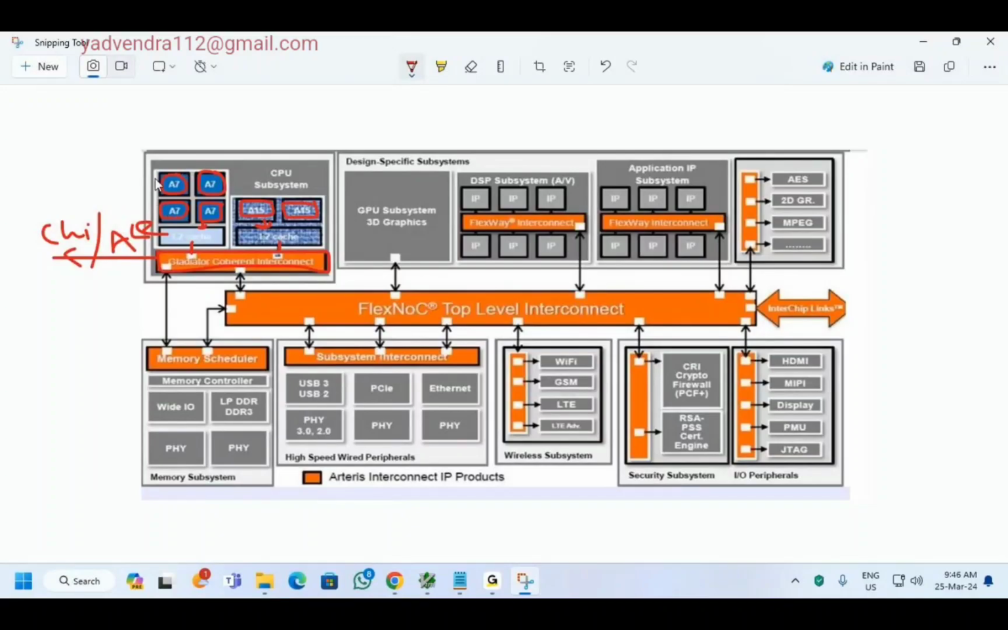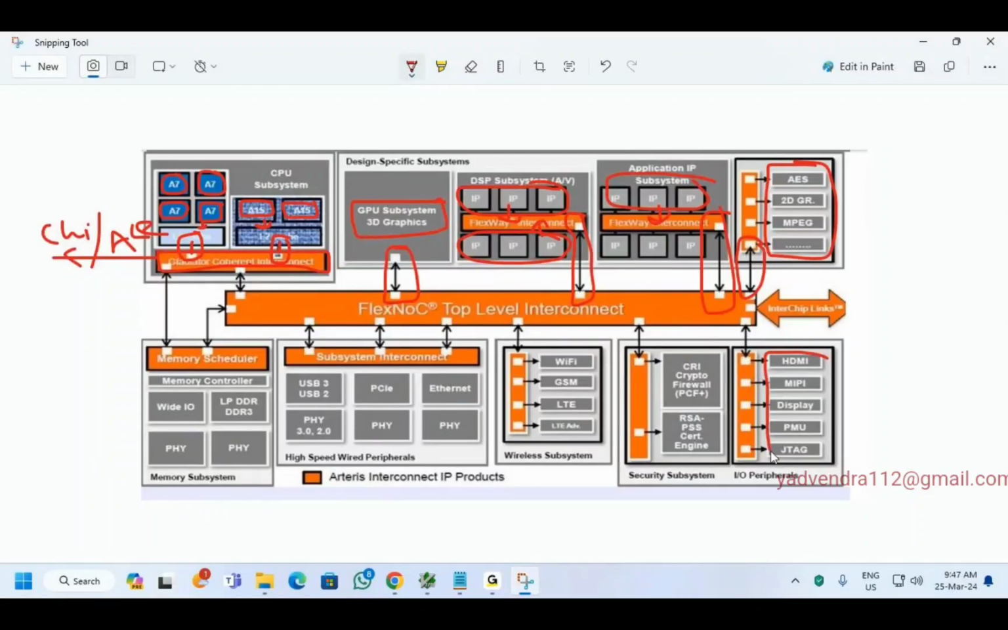The processor components, the L2 caches, all the processors and logical cores are connected to this interconnect. This L2 is connected to this interconnect at this position. Now there is a graphics subsystem, which is also connected to this top-level interconnect. The DSP subsystem is connected to an interconnect, and that interconnect is connected to the top-level interconnect. The application blocks are connected the same way. All these are IPs, and each is again connected to the top-level interconnect.